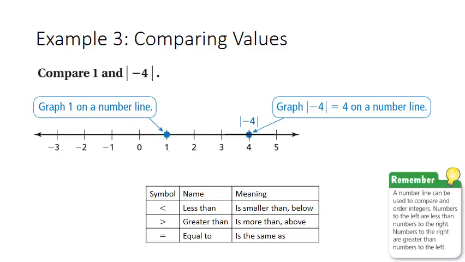Numbers to the left on a number line are less than numbers to the right. Numbers to the right are greater than numbers to the left. Okay, so if we graph 1 on the number line, it would go right here. Now we have to ask ourselves, where would the absolute value of negative 4 go?